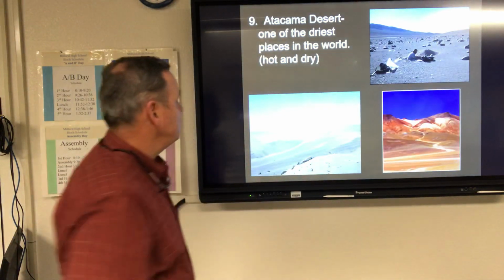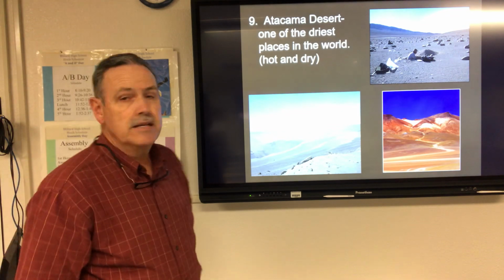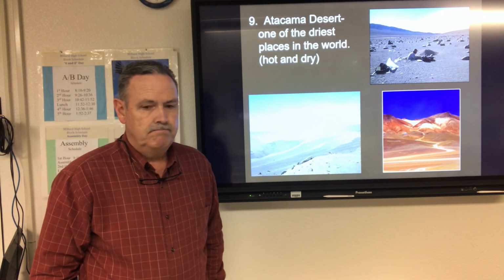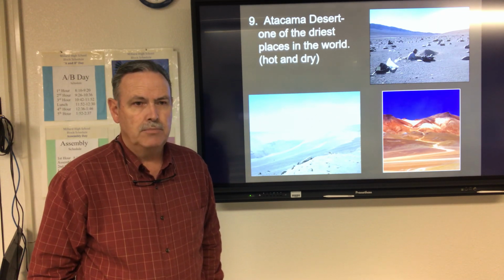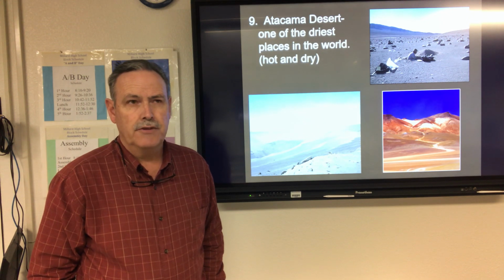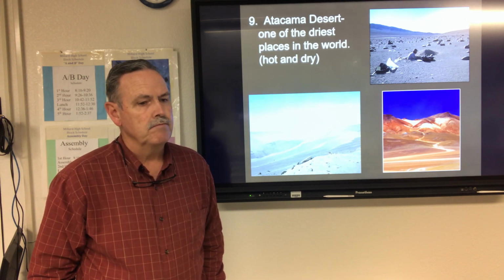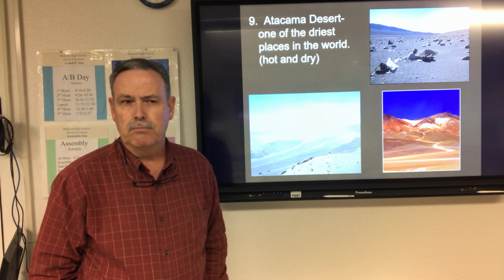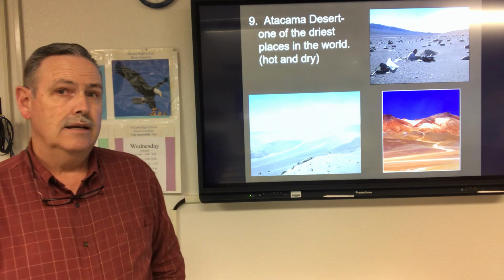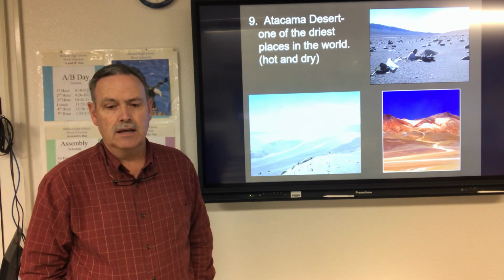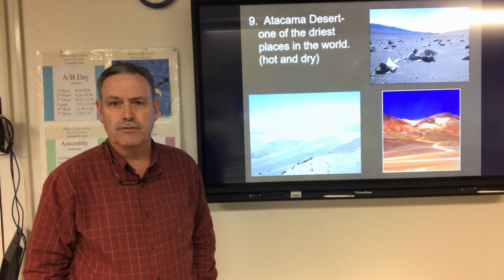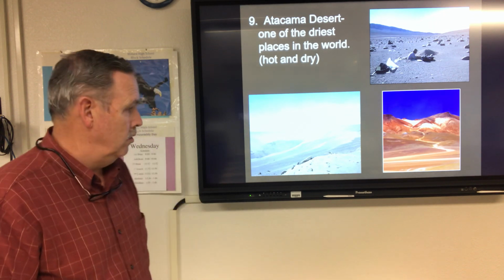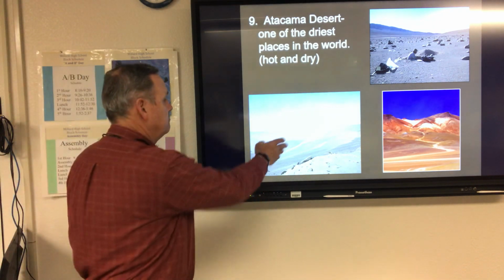The Atacama Desert is one of the driest places in the world. It's very hot and dry. I believe as far as precipitation, let's see if I can get this right. So it's 0.03 inches per year is the average. So if my math is right, that means it would take 30 years for it to get 1 inch of rain, somewhere around there. So again, very dry location.